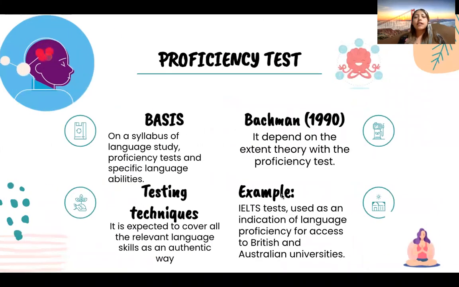Well, proficiency test. Bachman tells us that it depends on the extent theory with the proficiency test. It is based on syllabuses of language study, proficiency tests, and specific language testing ability. The testing technique is expected to cover all the relevant language skills in an authentic way. An example could be the IELTS test, which is used as an indication of language proficiency for access to British or any university.